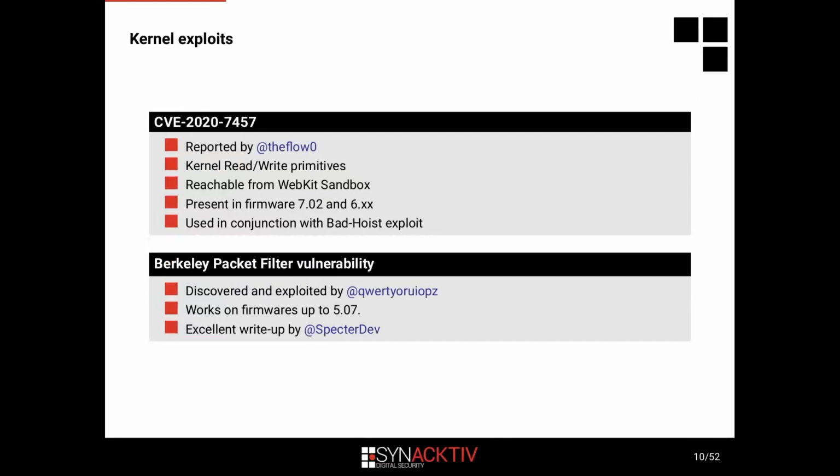Okay, now regarding kernel exploits, the last released one has been reported by The Flow. The exploit provides read-write primitives in the kernel. One interesting point is that it is reachable from the WebKit sandbox. And this bug is present in firmware 7.02 and also on firmware 6. And recently, this bug has been combined with the Bathhoist exploit to get a full chain on firmware 6.